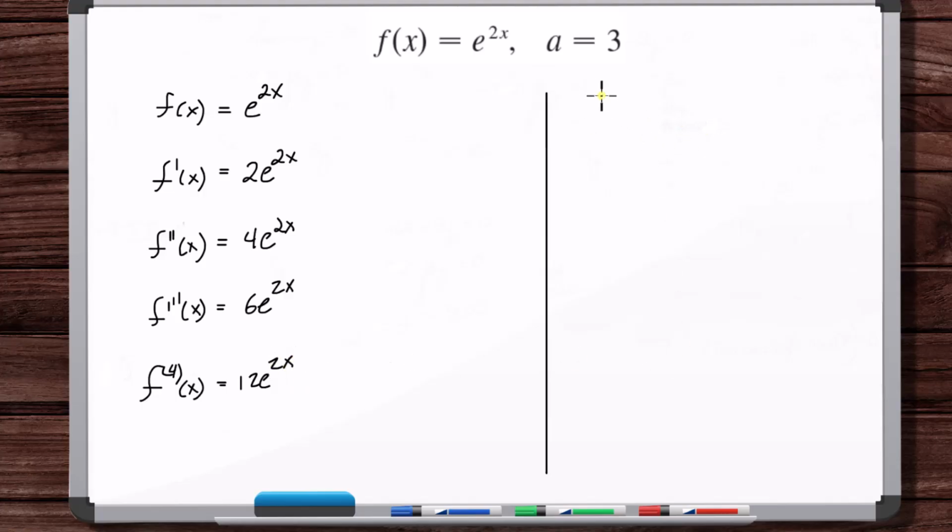Okay, now let's plug in the center point. So e to the 6.